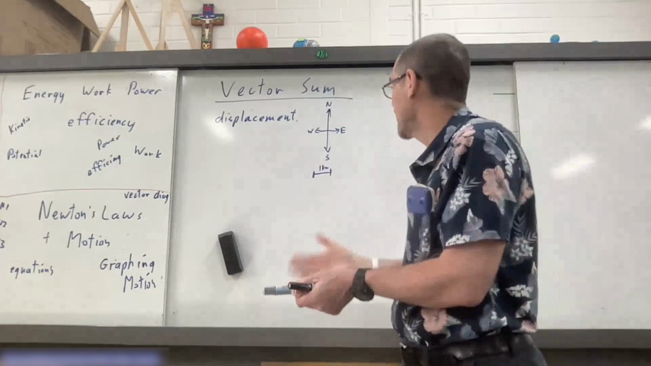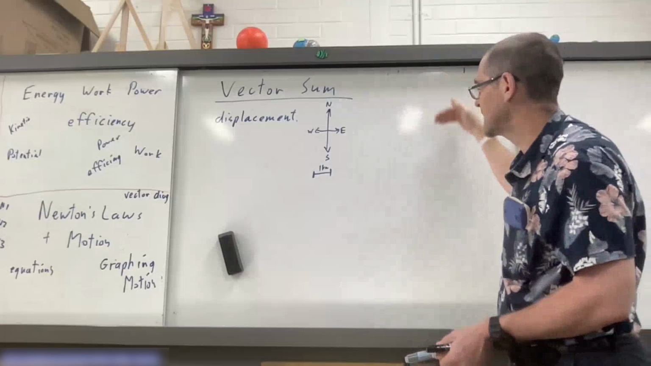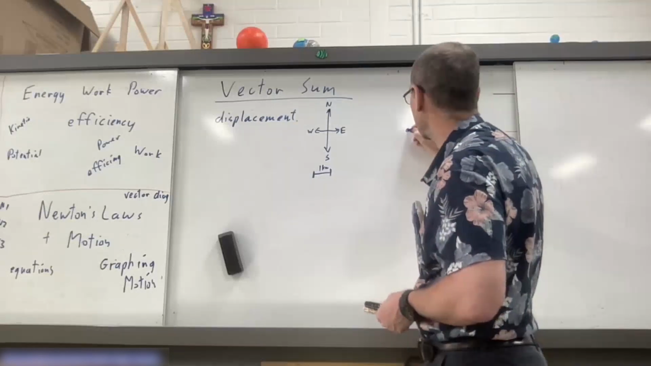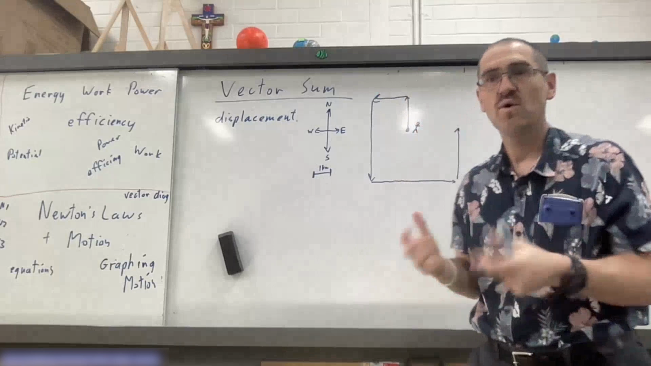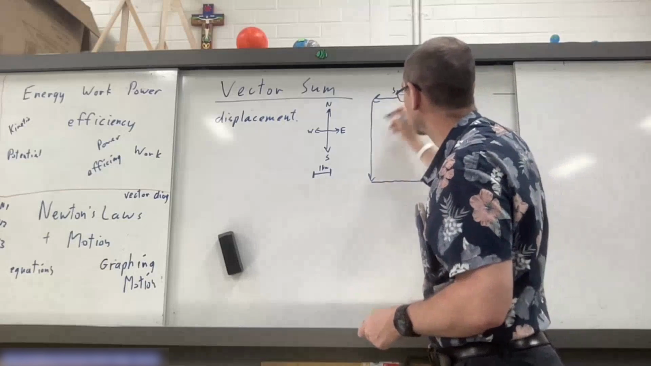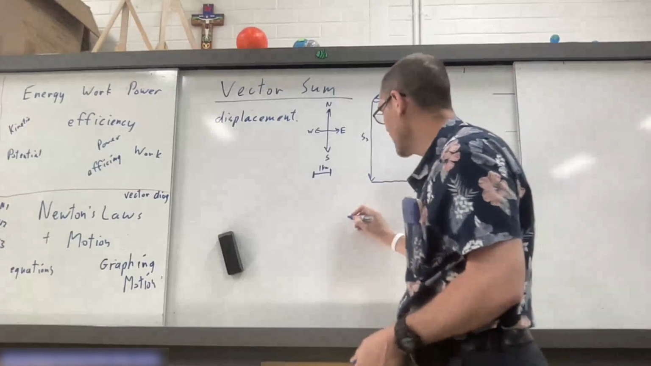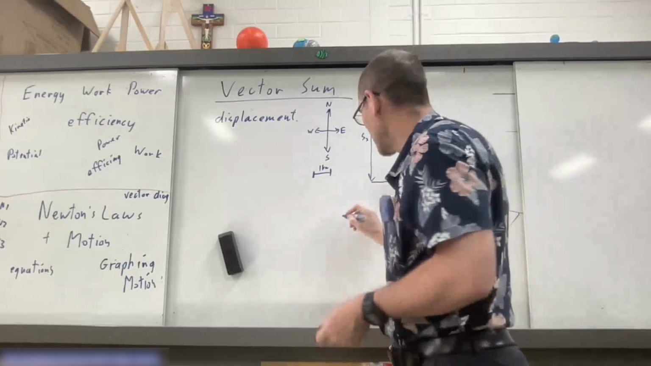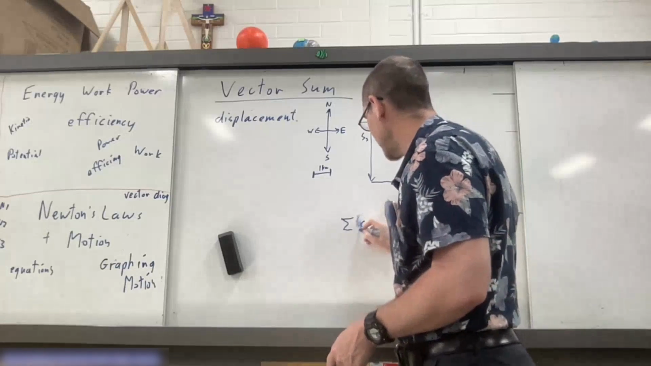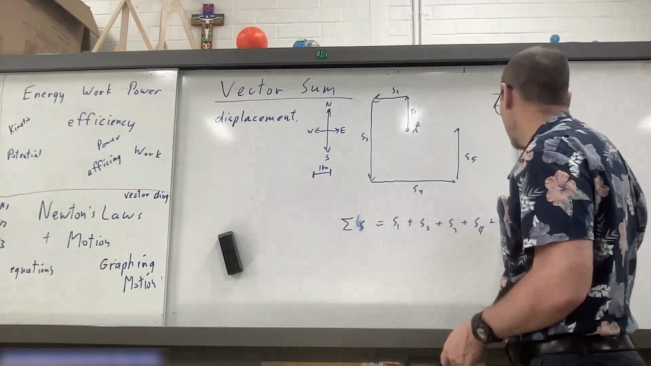And then there will be either a series of statements, or you'll actually have to draw the diagram, or the diagram will be there, which you then have to figure out. So for example, if we start with our person here, we would have to ask the question, what is their net displacement? If we're given a series of these displacements, we might call this one S1, S2, S3, S4, and S5. So we add them all together. We use this symbol. It doesn't really matter. Like in year 11 and 12, we use this symbol sigma, meaning sum. So the sum of all the displacements is equal to S1 plus S2 plus S3 plus S4 plus S5.